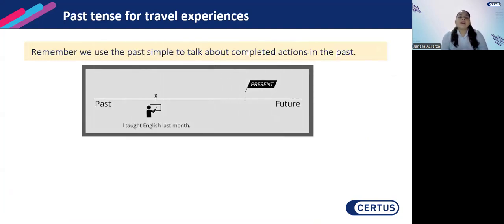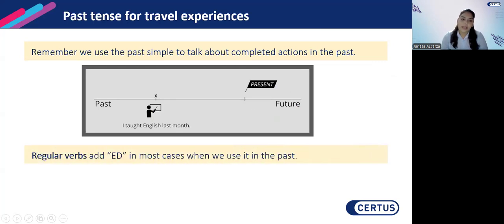Past tense for travel experiences. Remember that we use the past simple to talk about completed actions in the past, okay? This is my timeline, look at here. The past is here, this is the present, and this is the future. Remember that the past simple occurs in the past. It started in the past and it finished in the past. No more in the present, it is not going to happen in the future, right? So, to talk in past tense, we need to use a verb. The verb has to be in the past.